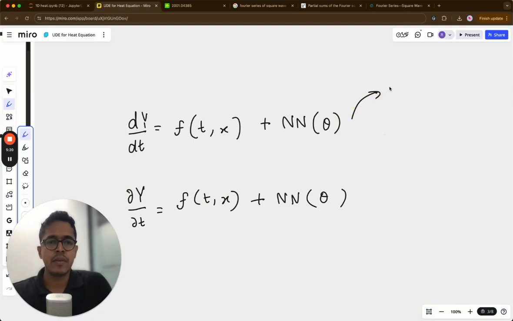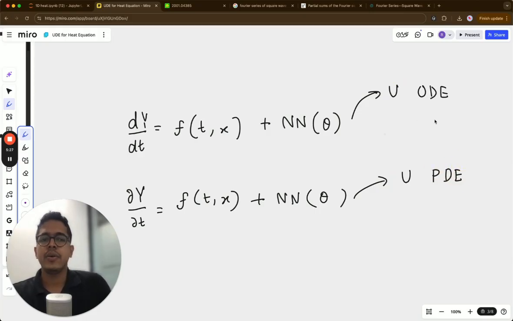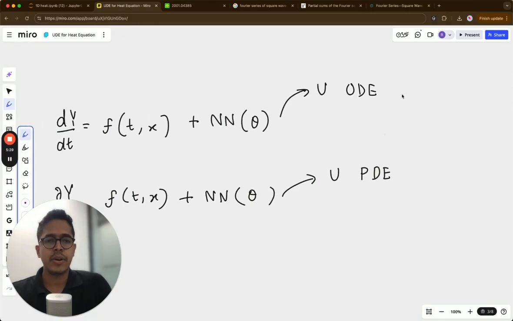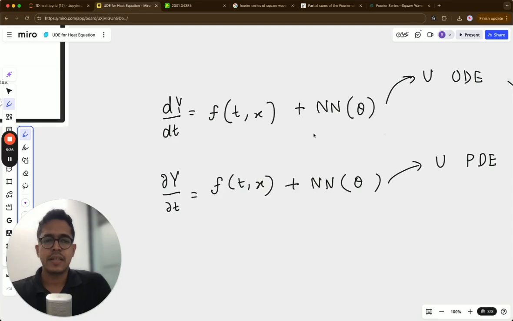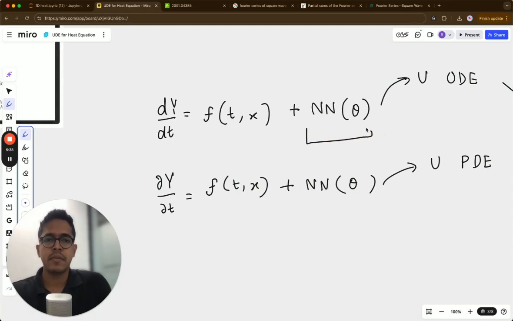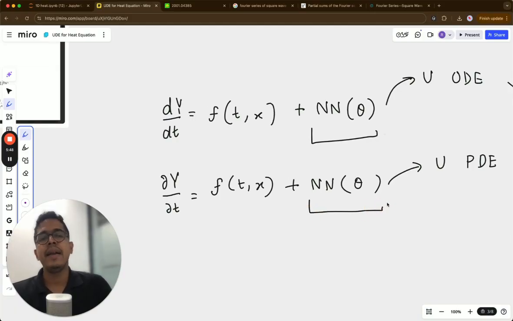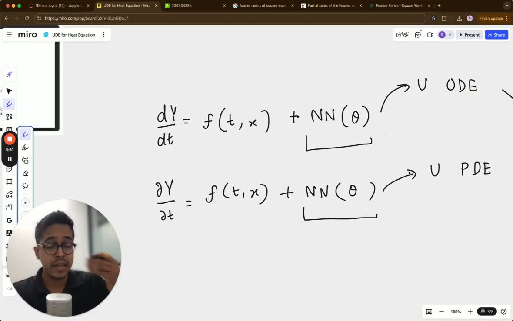So this is like a universal ordinary differential equation. This is a universal partial differential equation. In general, you can call this a universal differential equation, or UDE. And why is it called a UDE? Because part of this equation is represented by a universal function approximator, which is a neural network. In lower dimensions, of course, this could be done with a Fourier series, but that is not what is done here, right?